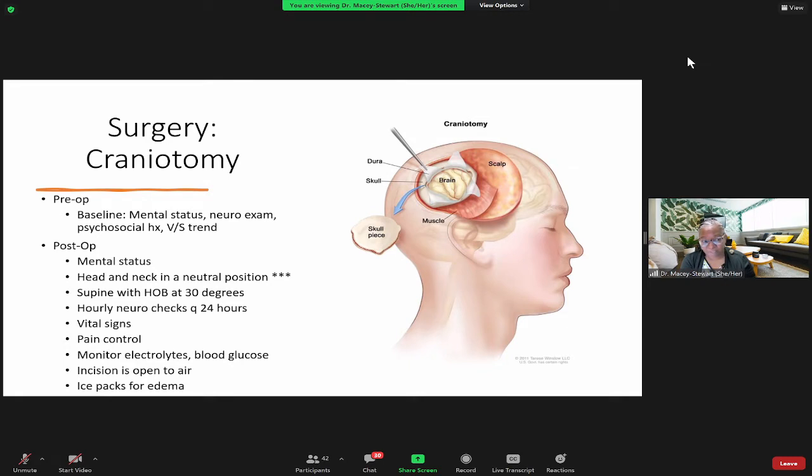Okay, so post-op mental status. So if the patient has a glioblastoma and they were confused before they had the surgery and they're confused after, that is their baseline.